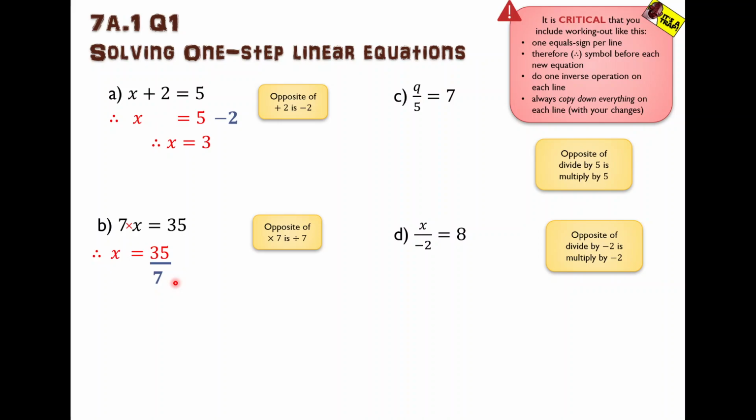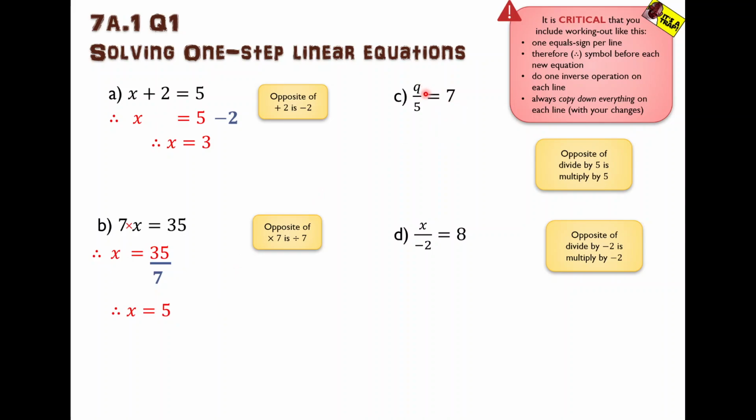In this case, we can actually figure out this fraction. We can simplify it. And if you can simplify it, please do. 35 divided by 7 is 5. So therefore, x equals 5. Everything else I have copied down, the therefore, the x, the equals, and I've replaced this with a simpler version of that fraction, which is 5. Sometimes you might not be able to simplify. We have another one here.